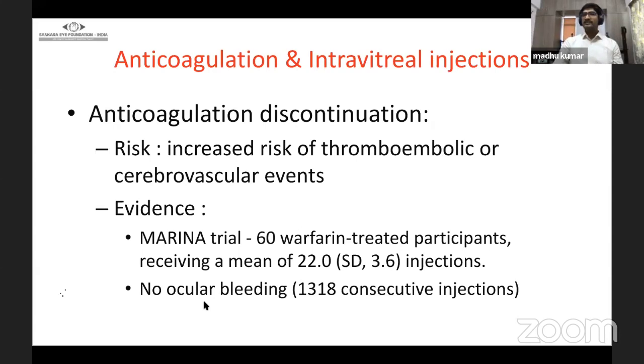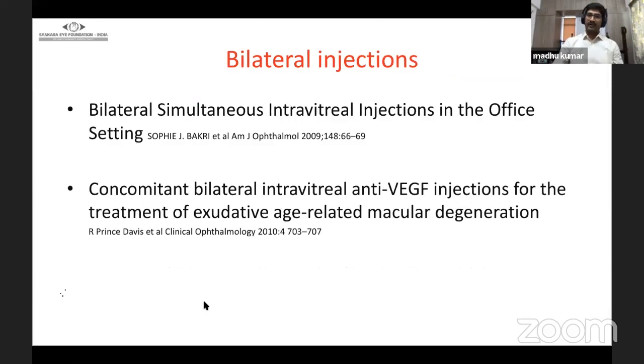So coming to anticoagulation and intravitreal injection, this is one thing which most of the patients ask, because for any intraocular procedure, they need to stop their aspirin and clopidogrel. Anticoagulation discontinuation will put the patient at increased risk of thromboembolic and cerebrovascular accidents. The evidence through the MARINER trial says that there is no increased risk of intraocular bleeding because we use a very fine needle. So it's not recommended to stop these anticoagulation medications. They can continue while we go ahead and give this.